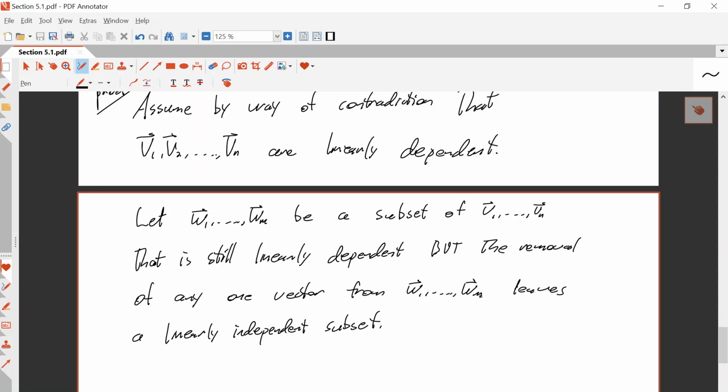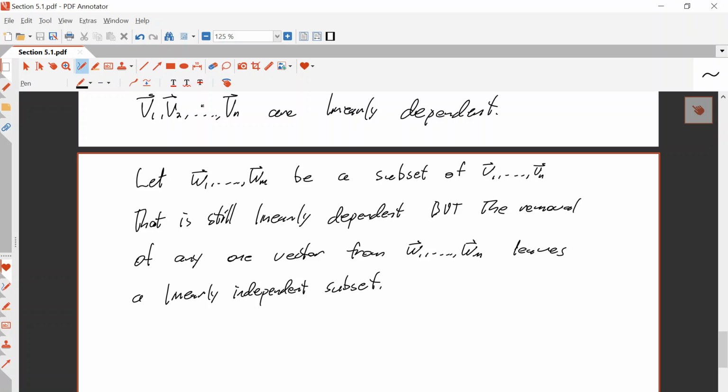There's a name for it. It's not really used in linear algebra in general, but it's called a circuit, believe it or not. Why one would call it a circuit is a long story, which we won't get into. So you have this special set, this circuit. It's linearly dependent, but removing any one vector from it leaves an independent set.